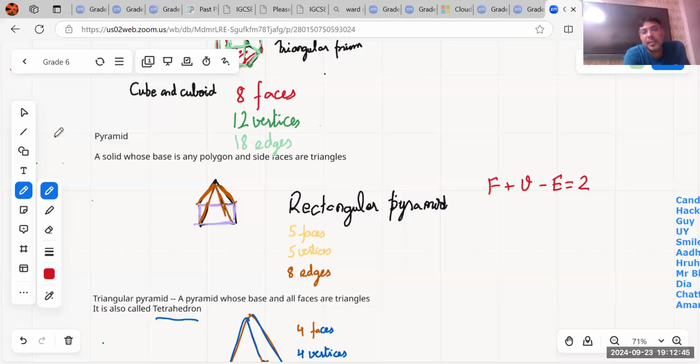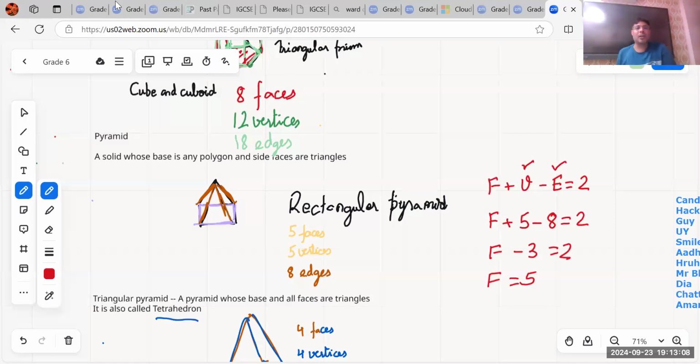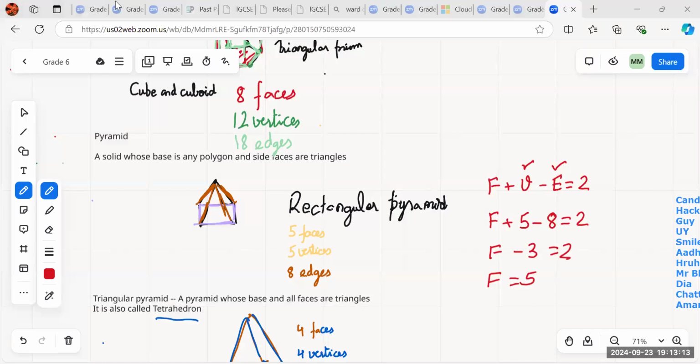Let's say मुझे faces नहीं पता. I don't know how many faces it has. So I will write f plus 5 minus 8 is equal to 2. F minus 3 is equal to 2. So f equal to 5. Similarly, I can find the number of vertices also, edges also. So where else can you use this formula? You can use this formula to check your answer. This formula normally comes in grade 8, but it's a very easy formula and you can always use it to check your answer.